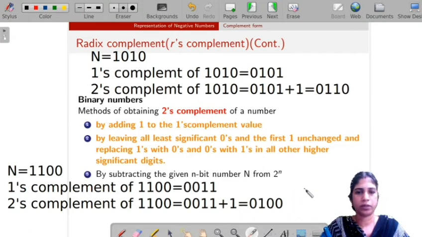That is the second method. Okay, you can adopt any method to find the 2's complement. Which one is easier for you? Okay.